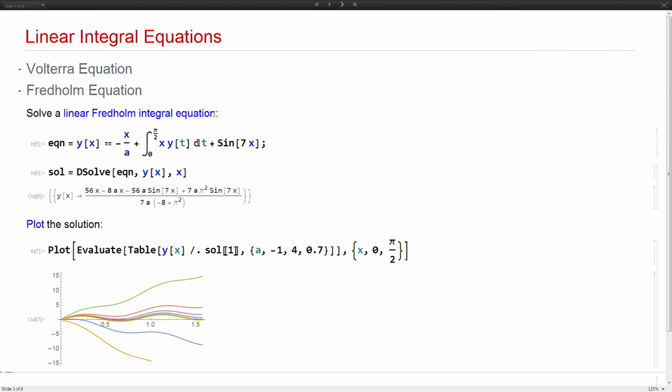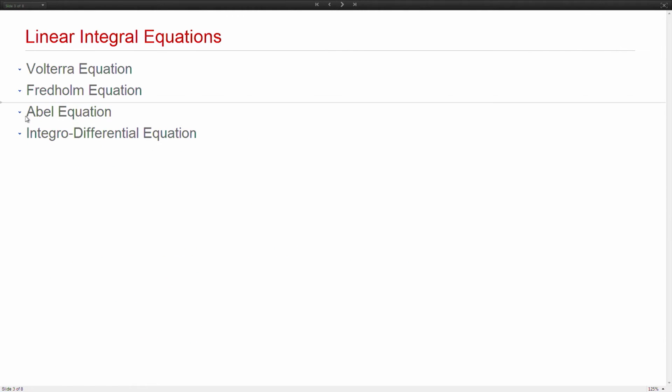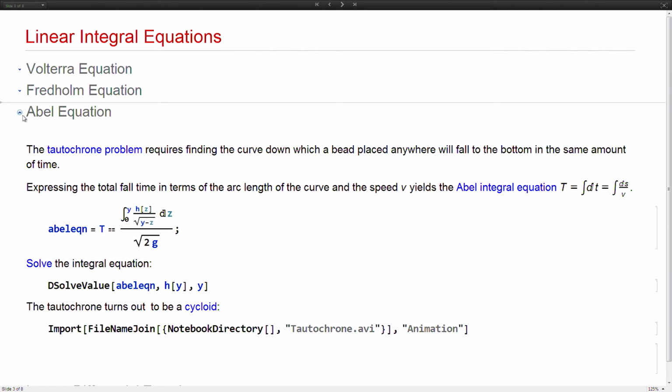Now, historically, the first implementation of this integral equation was done by Abel, and Abel worked with what's called the tautochrone problem. So what's a tautochrone problem? You're given a curve. Well, you want to find a curve down which, if you throw a particle from any point, it reaches the bottom at exactly the same time. So that's a hard problem, but basically it boils down to solving an integral equation.